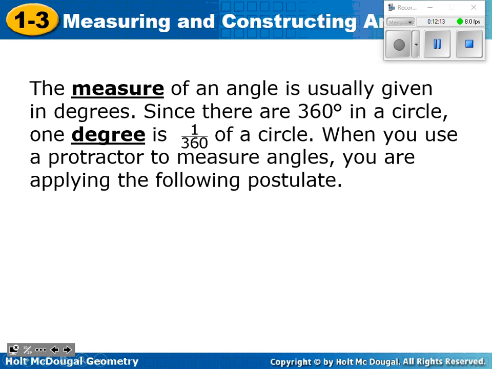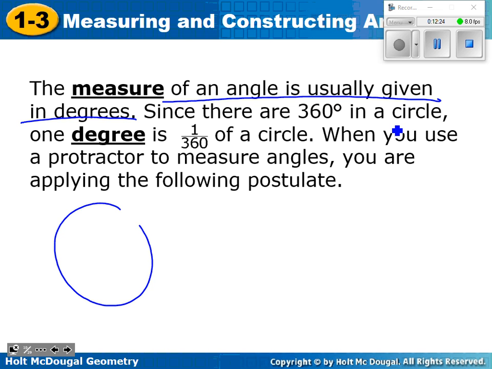We're going to measure all of our angles. So the measure of our angle is usually given in degrees. And we're going to measure ours in degrees, so we need to understand what a degree is. So if you think about a circle, how many degrees are in a circle? 360 degrees. So if I say I have 1 degree, that means if I were to take a circle and divide it into 360 tiny little pieces. So imagine that there's 360 of those. One little angle there would be a degree. Does that make sense? It is 1/360th of a circle. That is what a degree is. Okay, so it's really small.